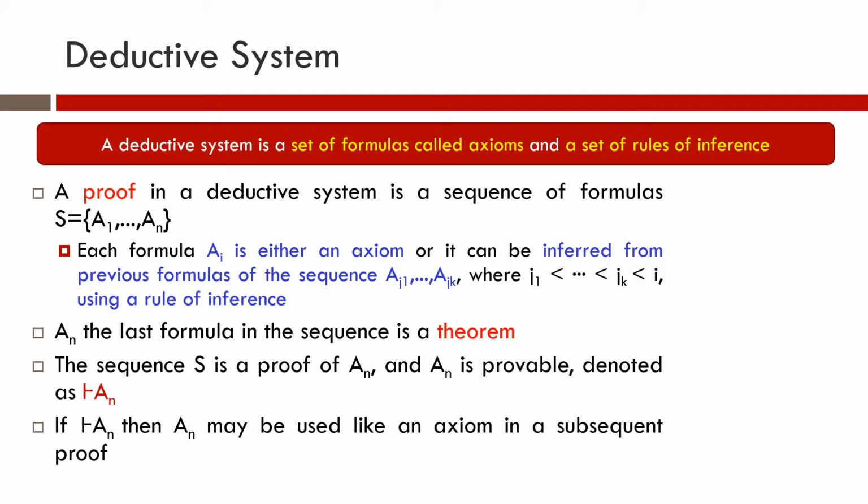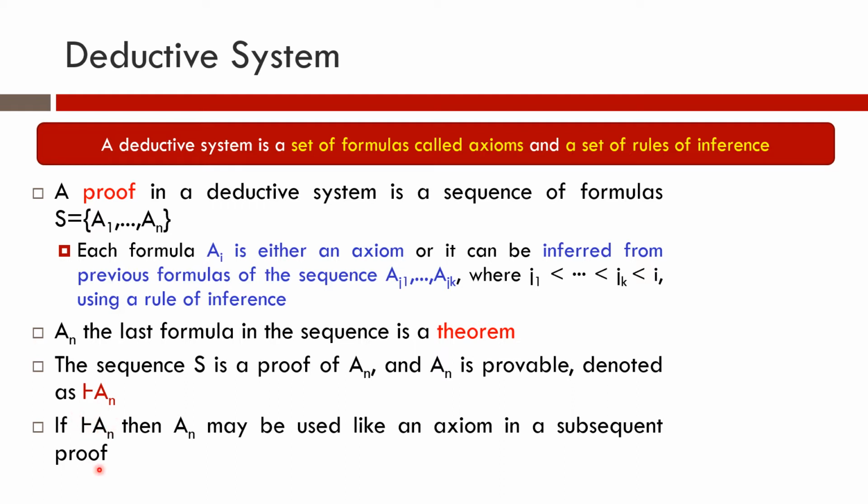of the sequence. That is, consider the formula A5 in the sequence. A5 will be either an axiom or A5 can be derived from the formulas A1 to A4 using some rule of inference. And this is the last formula An. This is what we are proving. This last formula An of the sequence is called a theorem, and the sequence S is a proof of An. If An is provable, we denote it using this notation. This notation indicates provable An.